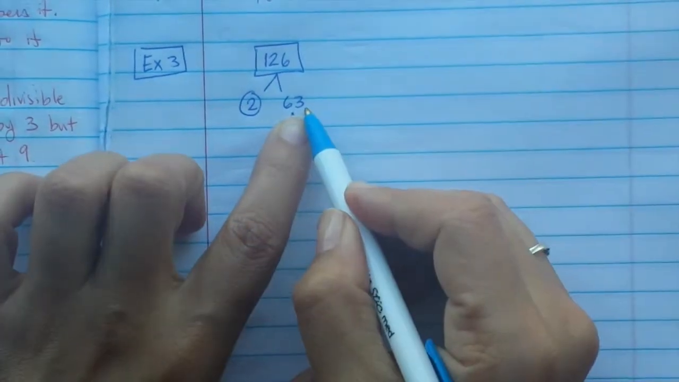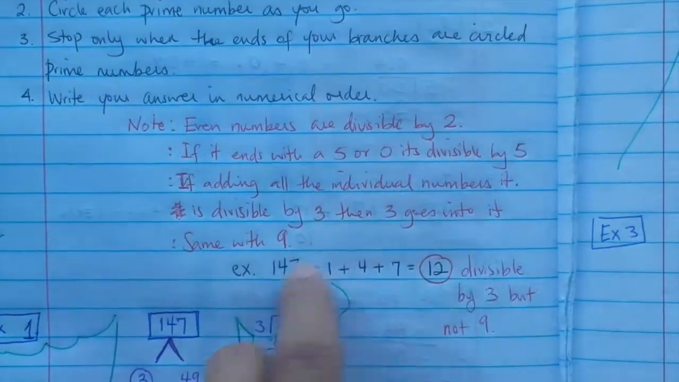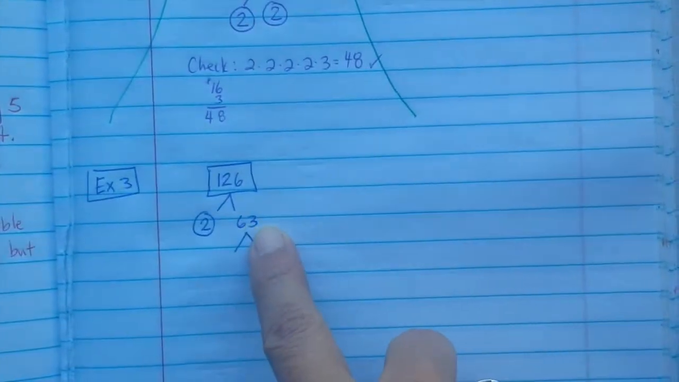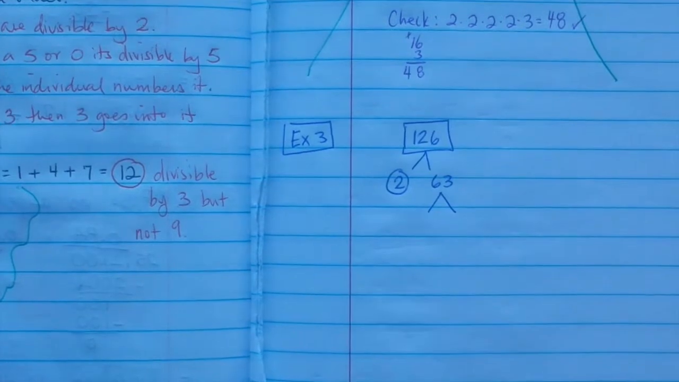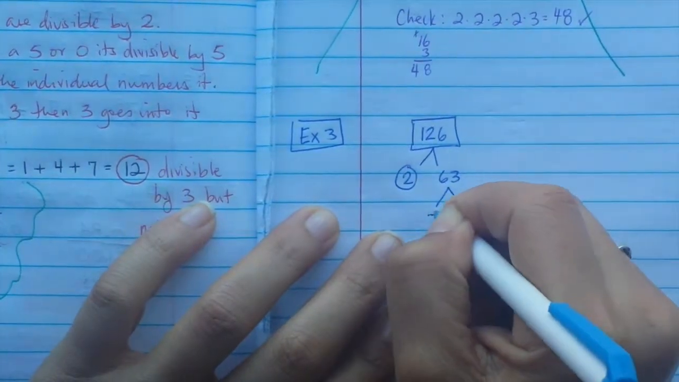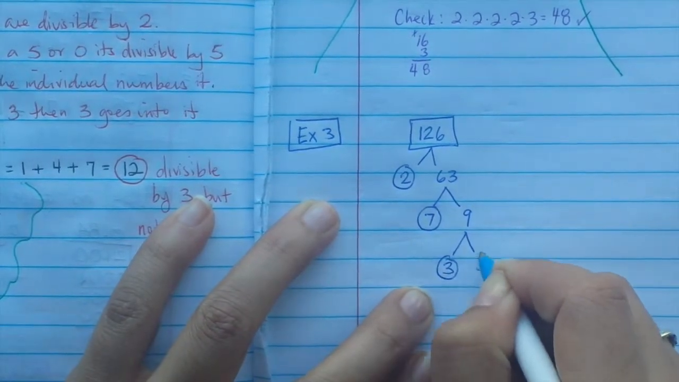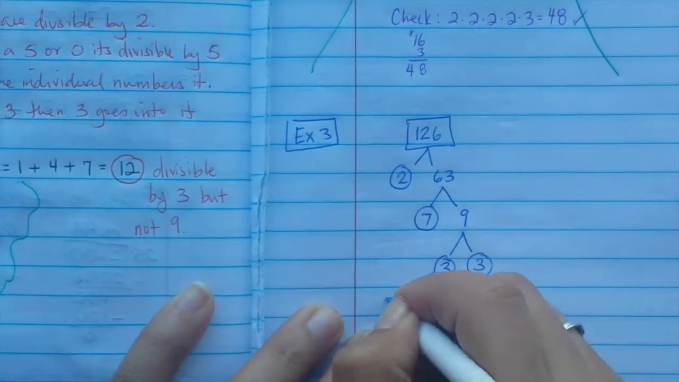Again, remember, if the digits add up to something divisible by 3 and 9, then it is divisible by that. So 6 plus 3 is 9, so it's divisible by 9. 9 times what is 63? 7 times 9. And 7 is a prime number. 9 breaks down to 3 times 3. And now I'm finished. I can't break those down anymore.